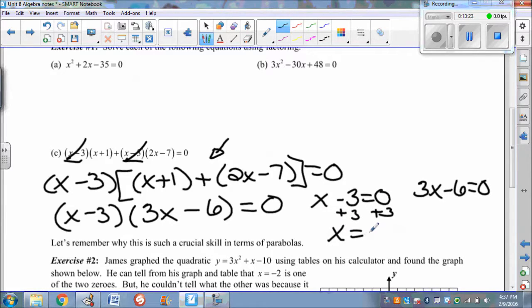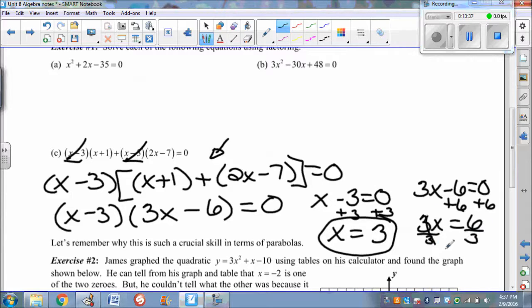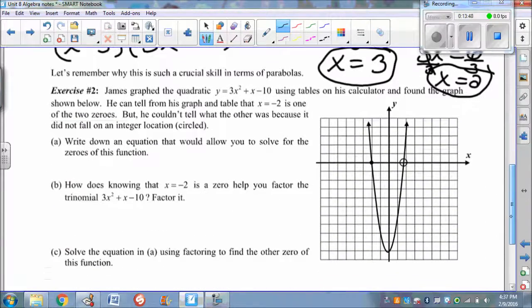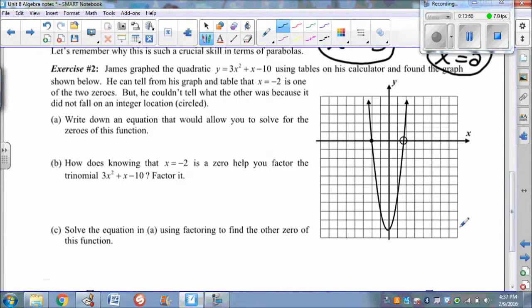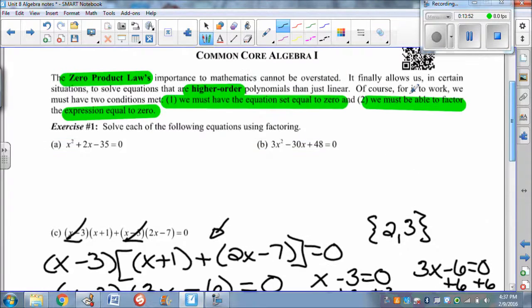And yes, they always end up being the opposite of what you see there. Okay, so x is 3, and if we add 6 to both sides, we get 3x equal to 6. We're solving for x, so we've got to divide by 3, and we get x is equal to 2. Okay, so our solution set for that one would be 2, 3 if we chose to write it in curly brackets. Okay, I would like you to do B on your own and bring it to class.